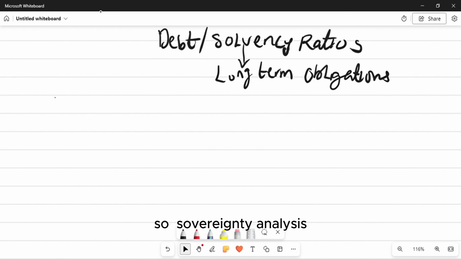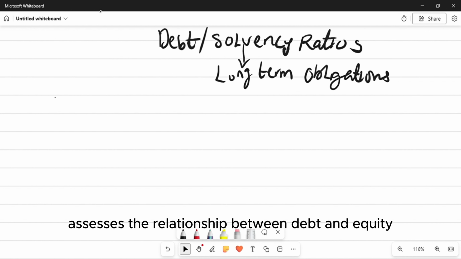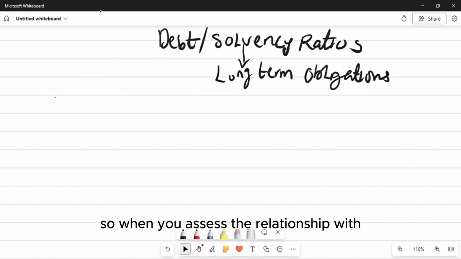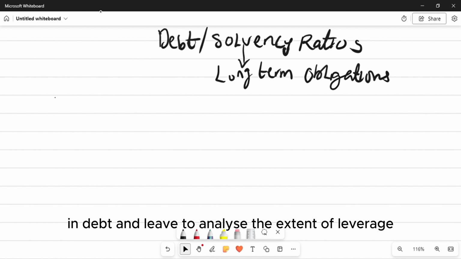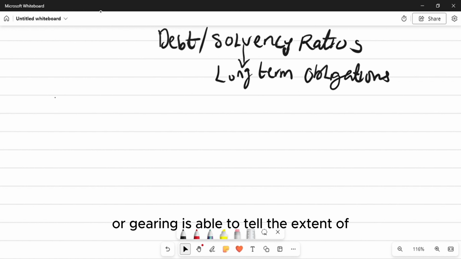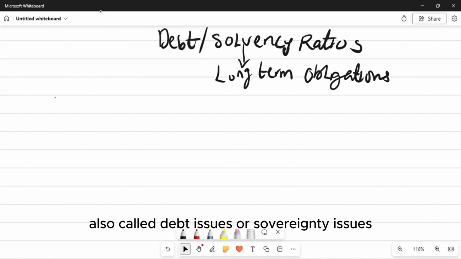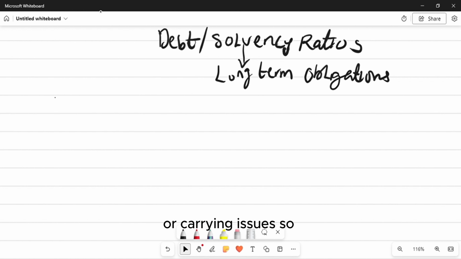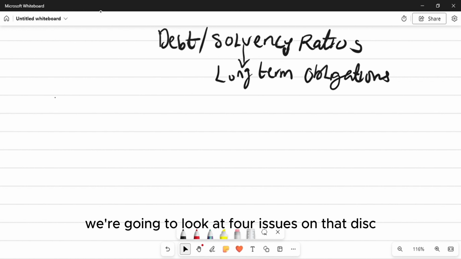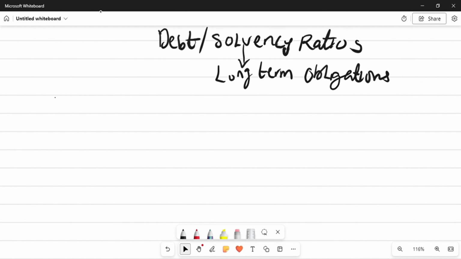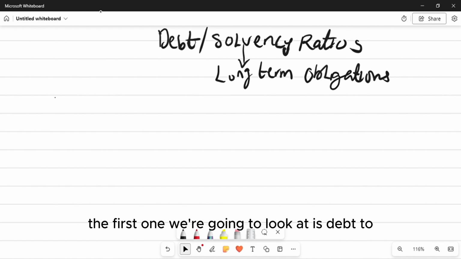So solvency analysis assesses the relationship between debt and equity. When you assess the relationship between debt and equity and analyze the extent of leverage or gearing, you are able to tell the extent of their long-term obligations and if this company will be able to pay them. These ratios are also called debt ratios, solvency ratios or gearing ratios. We're going to look at 4 ratios under this category. The first one is the debt to equity ratio.